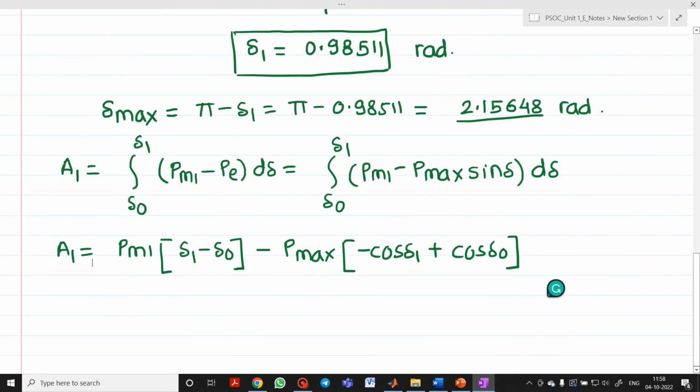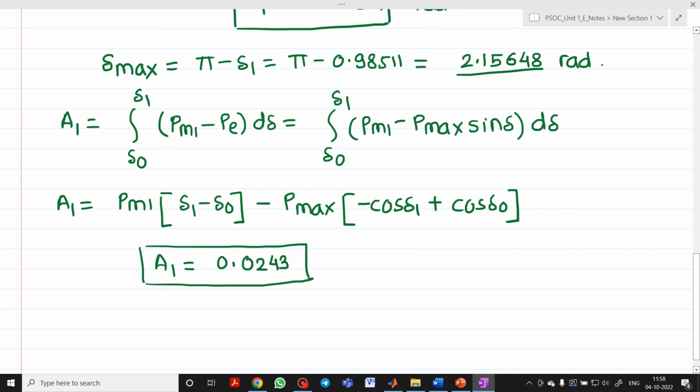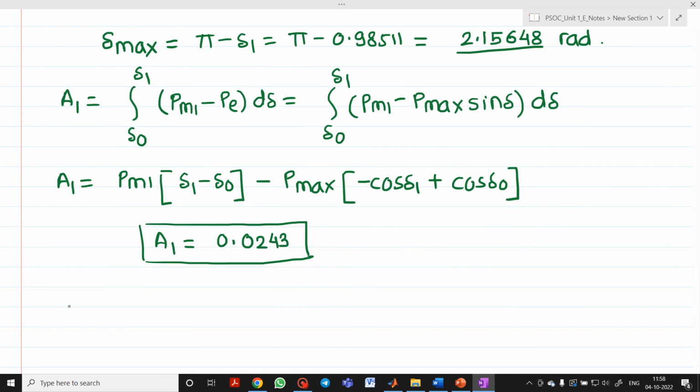Then Pmax is EV upon X, which is equal to 1.2 into 1 upon 1, means 1.2 only. Then you can substitute delta 1 and delta 0. So after substituting all the values, you will get the answer for A1, and it comes out to be 0.0243.